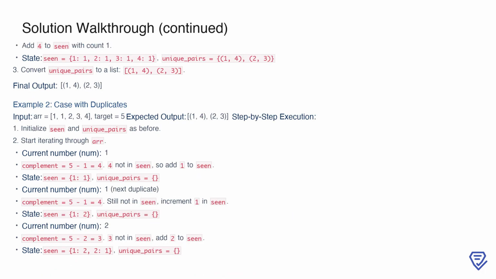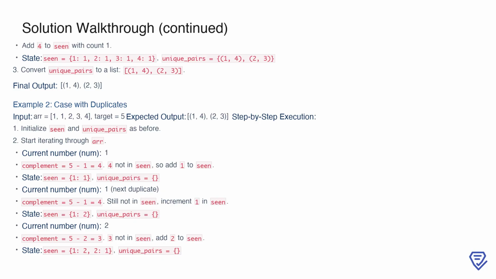After processing the entire array, we update the seen dictionary to include 4, and our final states are seen containing all the numbers from the array and unique_pairs holding the pairs 1, 4, and 2, 3. To generate the output, we convert unique_pairs to a list and return it. This gives us the result 1, 4, 2, 3, which matches our expected output.